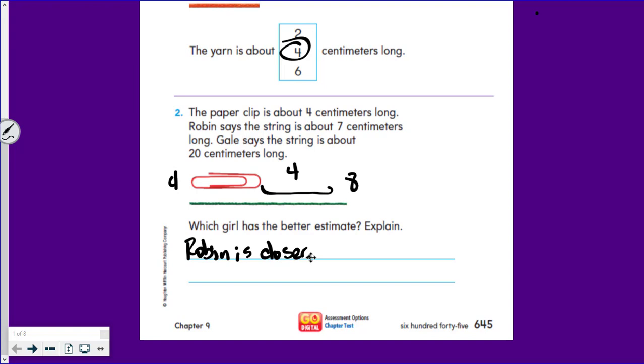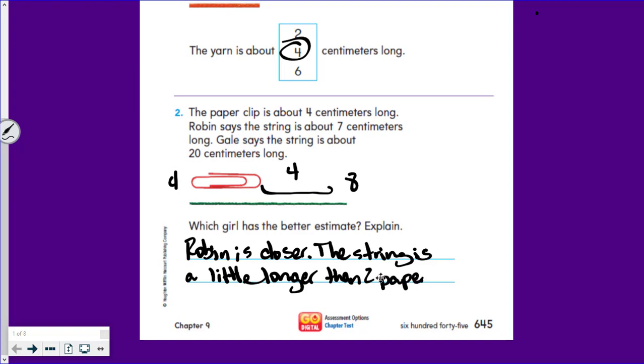Now I got to tell why. And we'll say the string is a little longer than 2 paper clips. That's an I in there. Or 8 centimeters, period. That's all we need to do.